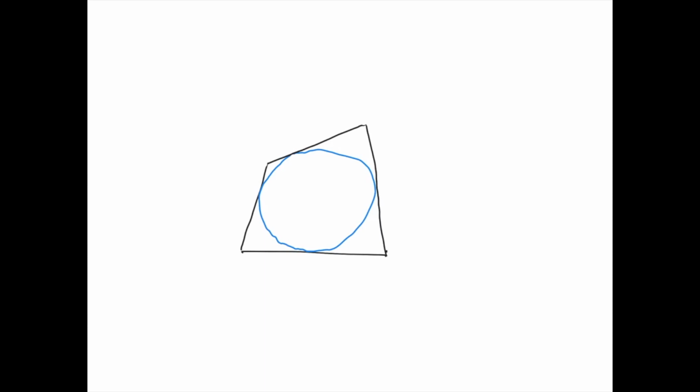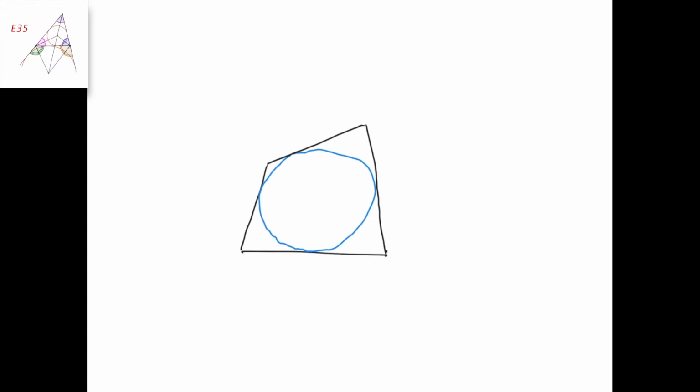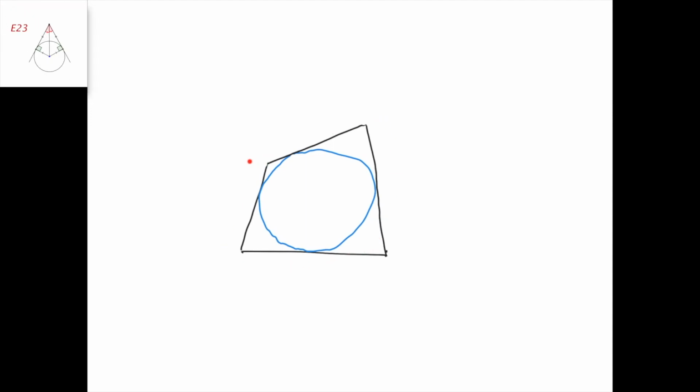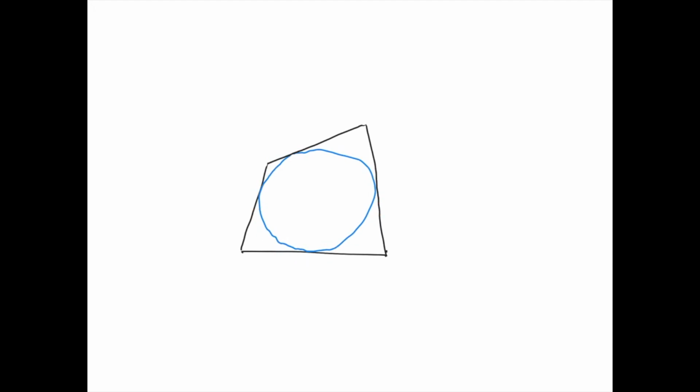We know that for any triangle, there exists a circle inscribed in the triangle, the incircle. But what about a quadrilateral? For which quadrilaterals does there exist a circle that is tangent to all four of its sides? Today we're going to answer this question.